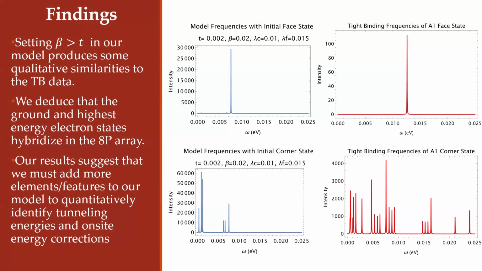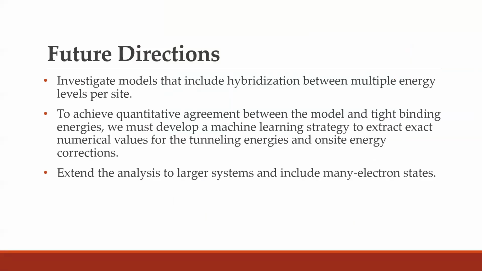However, we deduce that what's happening here is that there is hybridization occurring between the ground state of the electron and higher energy states in the electron. So that leads us into further directions when further studying this. We want to incorporate the hybridization of the energy levels in our model, so that we can see more frequency peaks in our model and it will more closely line up with our tight binding data.